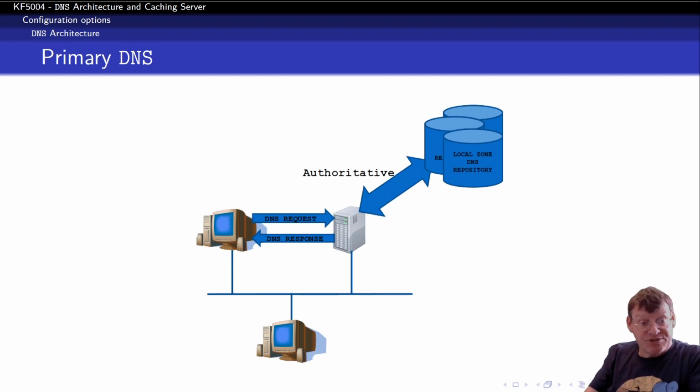So what about a primary server? We've seen a caching server. Well, what does a primary server do? Well, a primary server is what we call authoritative. And what happens with an authoritative query on a primary DNS is when the request comes in from the client to the server, not only does it have a local repository of cache, but it has specific individual databases set up for specific domain names.